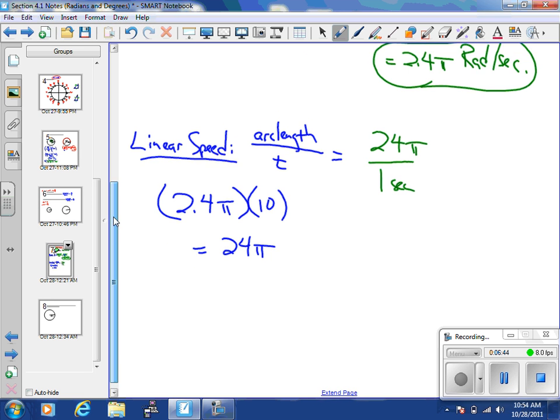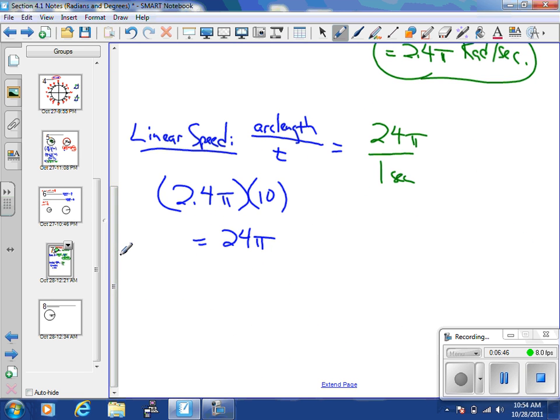And I'm sorry, not radians. That's the arc length. That's going to be measured. The top is measured in inches. I'm sorry. So it's 24 pi inches per second.